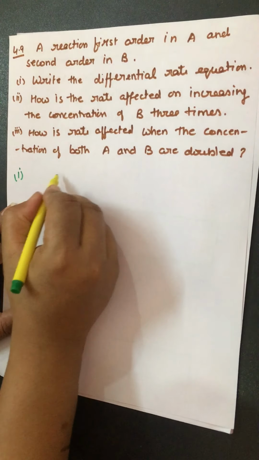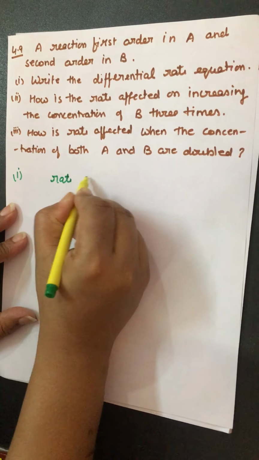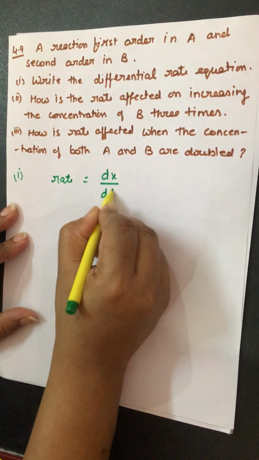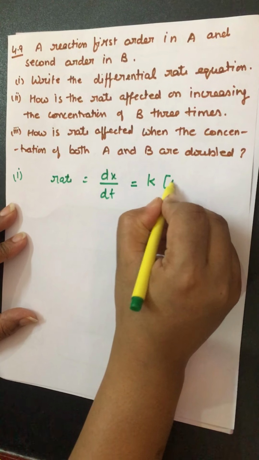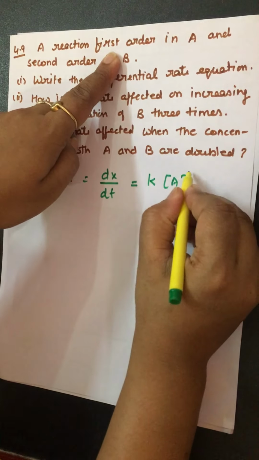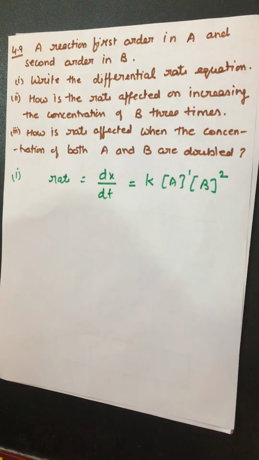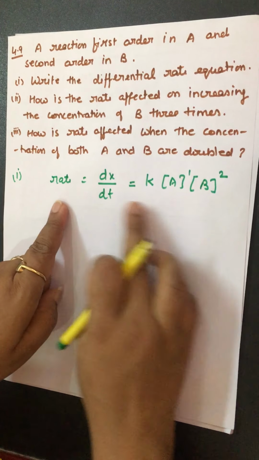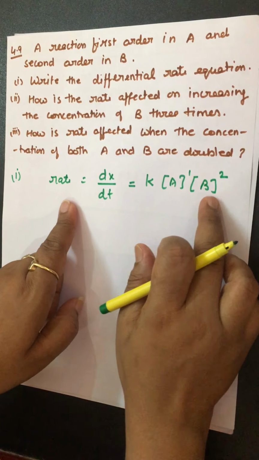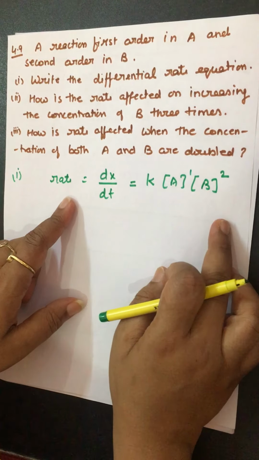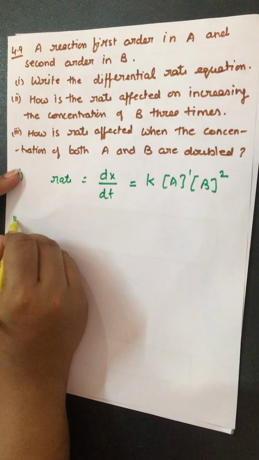First part is rate equals dx over dt equals K. With respect to A, the order is first and with respect to B, the order is second. It is the differential rate equation. Orders are given, so the concentration of A will have power 1 and the concentration of B will have power 2, because the rate is first order with respect to A and second order with respect to B. It becomes RLE.